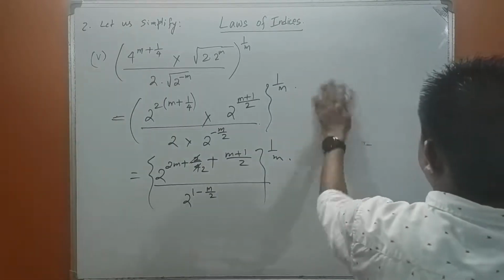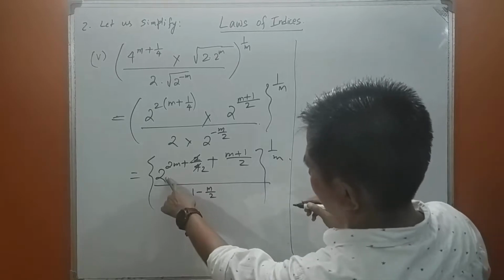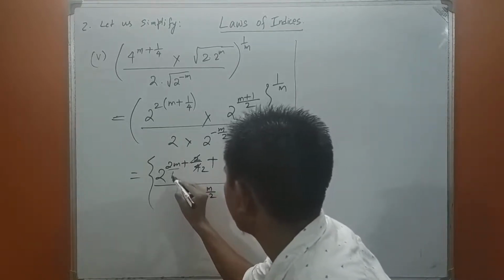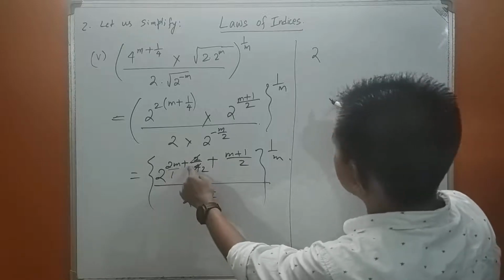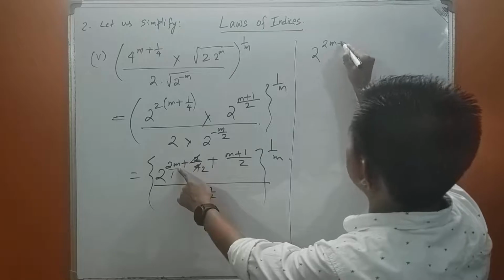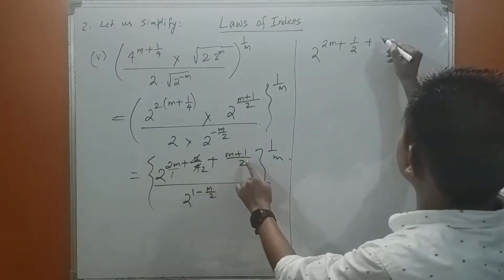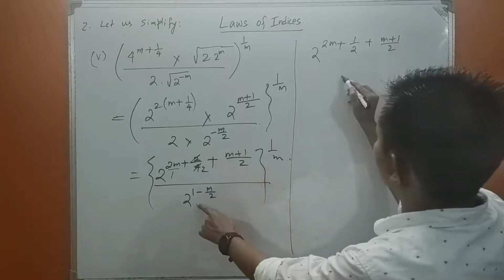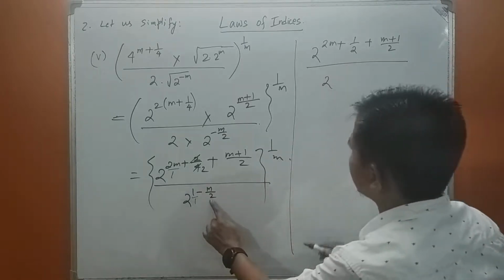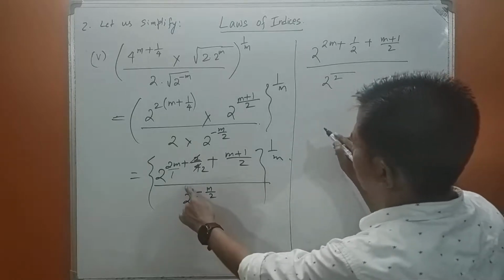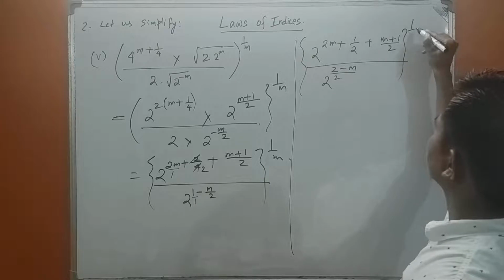Let me do this sum here, okay now. Here we have 2, let us assume 1 here, okay, 2 to the power 2m plus 1 upon 2, 1 upon 2 plus m plus 1 upon 2, m plus 1 upon 2, isn't it? Whole upon 2 to the power, let us take the LCM, LCM of 1 and 2 is 2, 2 1s are 2 minus 1 into m is m, whole to the power 1 upon m, isn't it?